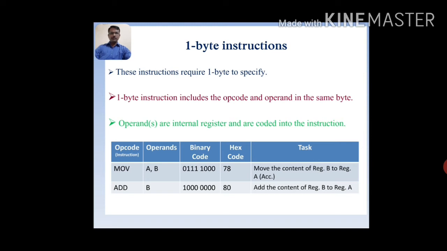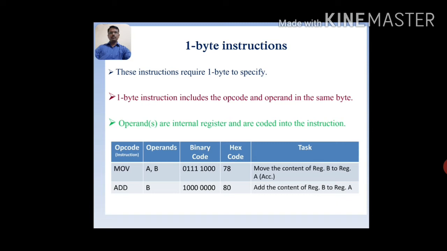One more example, ADD B. Addition is the opcode, which is the task to be performed, and the operand is register B. We know that whenever there is an arithmetic or logical operation, the first operand is always the accumulator, and therefore this instruction will perform the operation of addition. The content of register B will be added with register A, and the result will be stored in A. And the binary code for this instruction is 1000 0000. So in hex we can write it as 80.